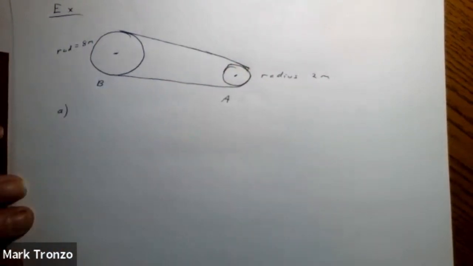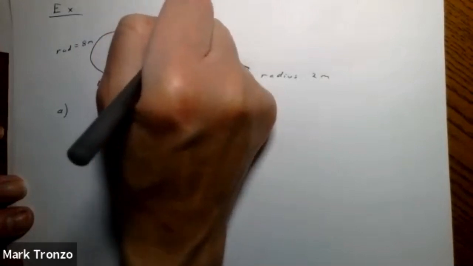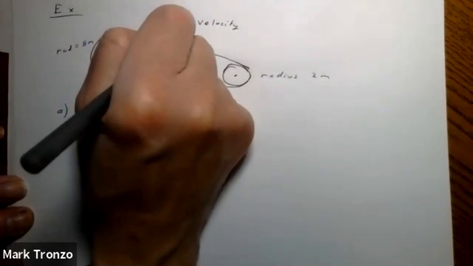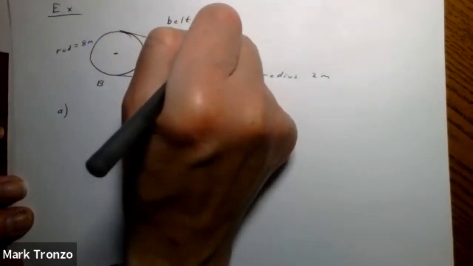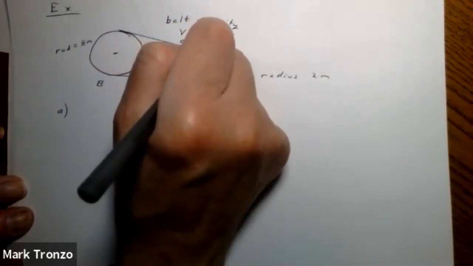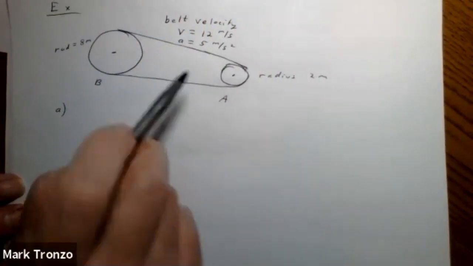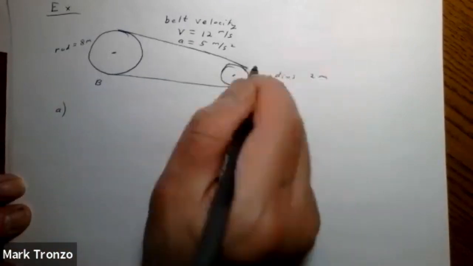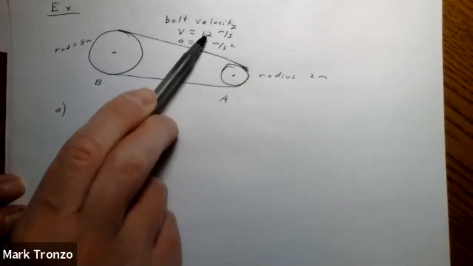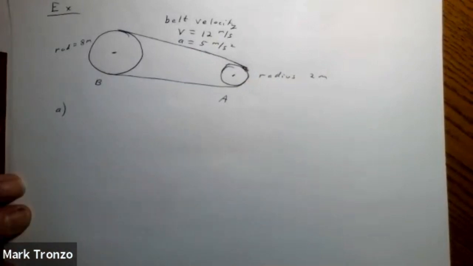Now what's going to happen is the belt velocity is always going to be the same. Let's say the velocity of the belt is 12 meters per second and the acceleration is 5 meters per second squared. The belt's going to be moving along between these two, which forces the velocity of disk A to be 12 meters per second and the velocity of disk B to be 12 meters per second.